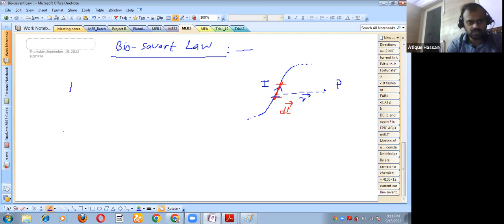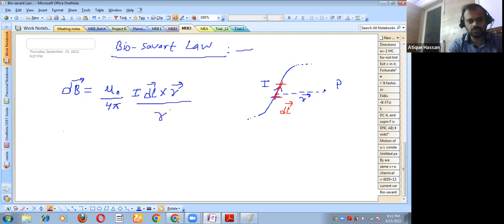The Biot-Savart law says that the magnetic field due to this current carrying element at point P is given by dB is equal to mu naught by 4 pi, I dl cross R upon R cube, where the current in the wire is I. So this is the basic formula for the magnetic field at a point P situated at distance R from a current carrying wire.